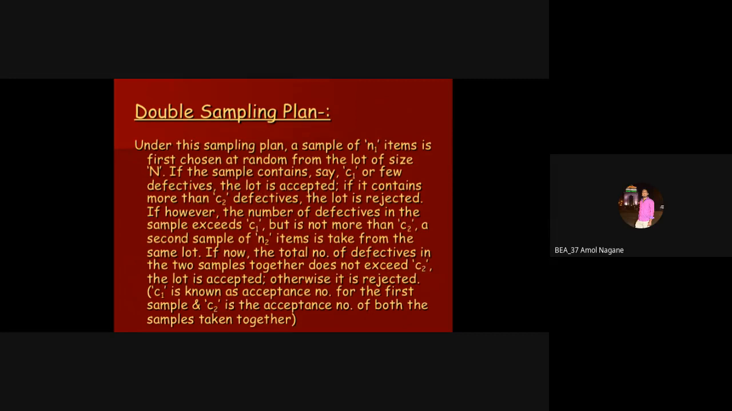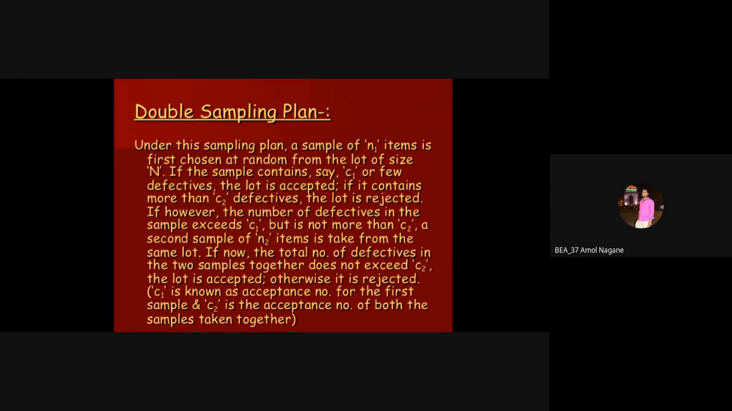So n1 items are first chosen at random from the lot of size capital N. If the sample contains C1 or fewer defectives, suppose here also we have to decide some standards, C1 and C2. If it contains C1 or fewer defectives, the lot is accepted; if it contains more than C2 defectives, the lot is rejected. Okay, so according to that we have to select acceptance or rejection. If however the number of defectives in the sample exceeds C1 but is not more than C2, a second sample of n2 items is taken from the same lot.